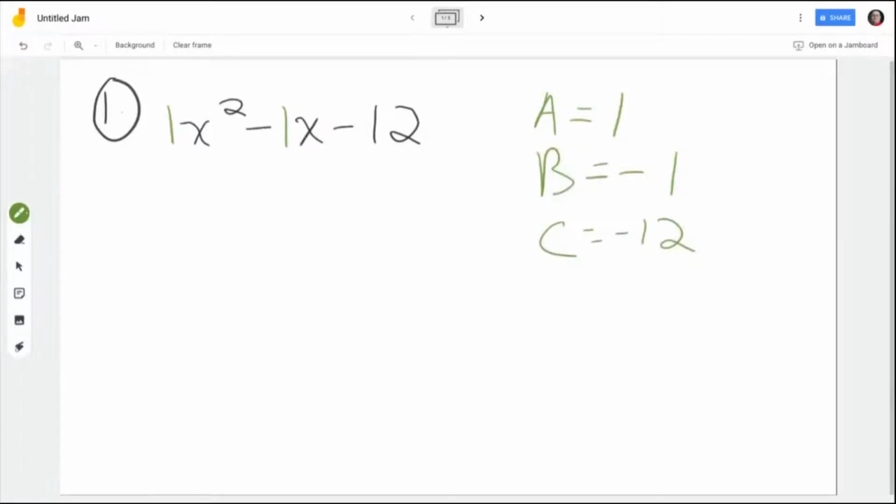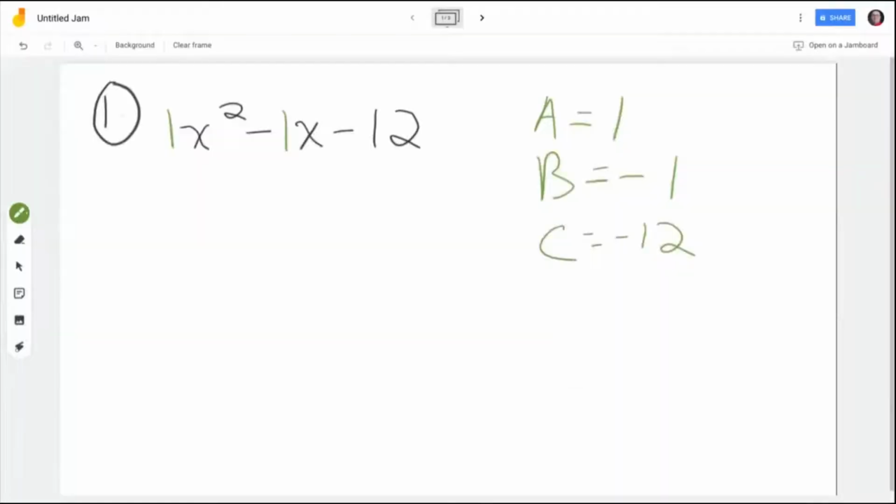So when we're following the AC method, it's good to identify them. Do you have to write them on the side? Not every time. If it works for you, do it. So what we're going to do is figure out what is A times C. Well, A is 1, C is negative 12, and so it's going to give us negative 12. So our AC is negative 12. Our B term, we already determined, is negative 1.